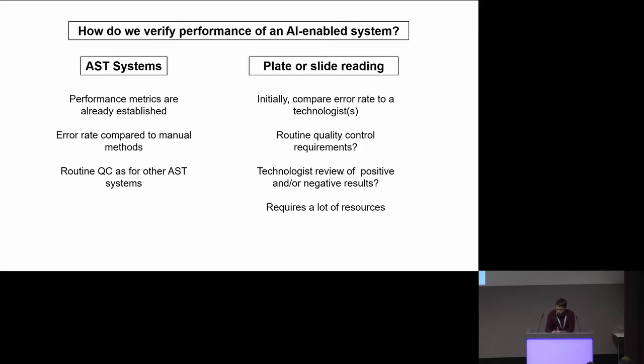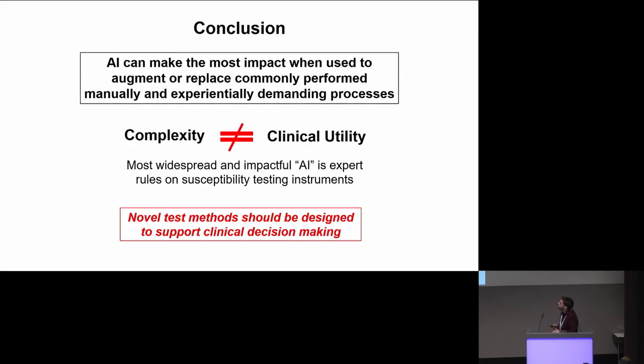So to conclude, I want to sum this all up in a simple way. AI can make the most impact in clinical micro when it's used to augment or replace, in some cases, commonly performed manual and experientially demanding processes, such as gram staining or triage of cultures. It can also, of course, add additional utility, such as looking at positive blood culture susceptibility testing.